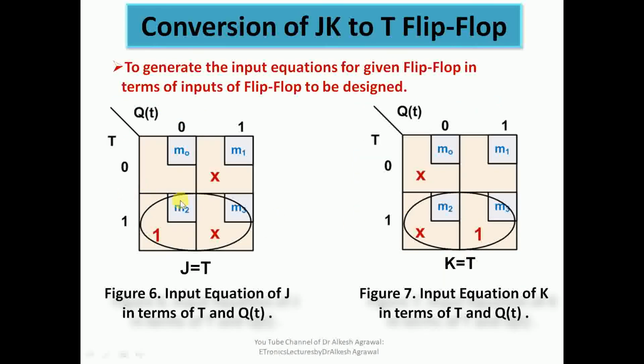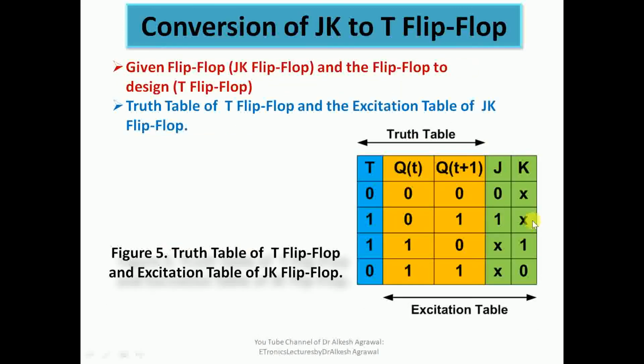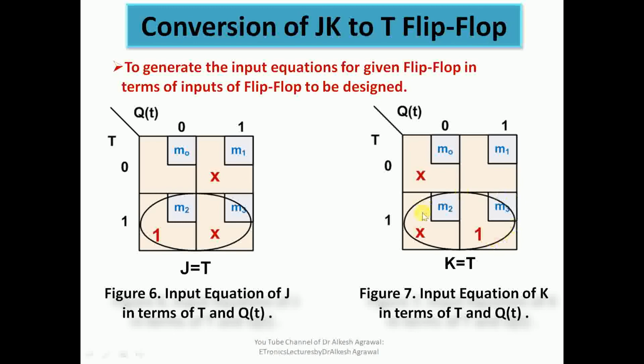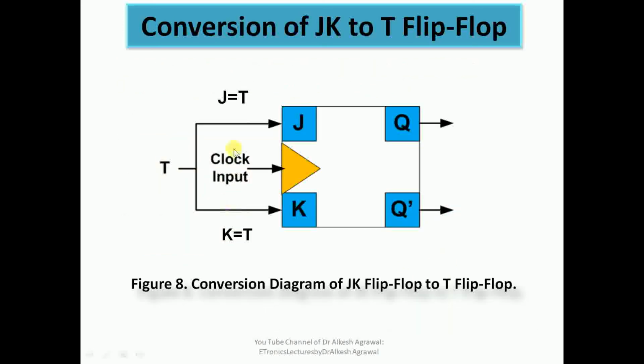So when we combine this, what we get is J is equal to T, because T is 1 but Qt is changing. So J is equal to T, and in this K-map we have a group of M2 and M3. Again in K we have this group. So again from this we are getting K is equal to T. So now the input equations: J is equal to T and K is also equal to T. Now we can easily convert a JK flip-flop into a T flip-flop.